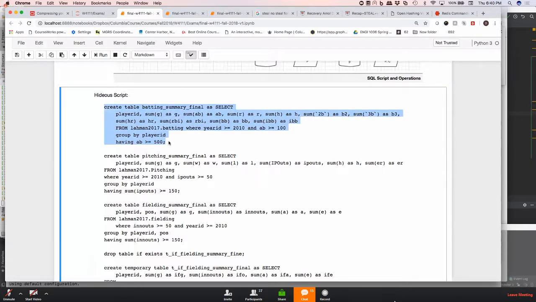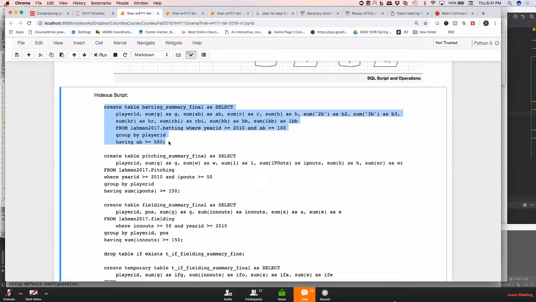So if you look at it, I'm going to create a table, batting summary. This is going to be a player's career batting summary. So I'm going to select player ID, the sum of the games. How many games did they play? The sum of the at-bats, the sum of the runs, hits, doubles, triples, home runs, runs batted in, walks, intentional walks, right?